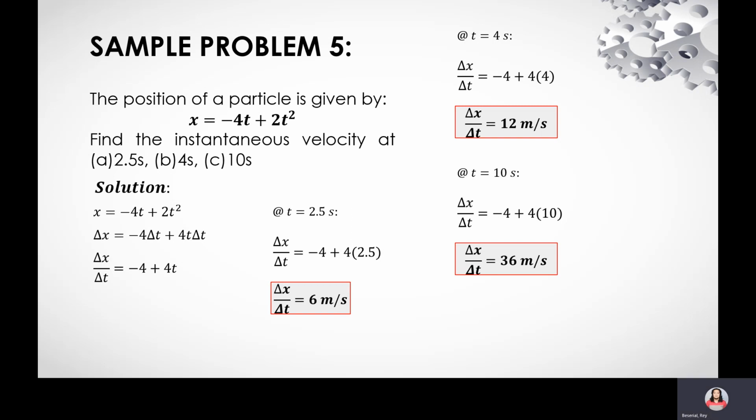Okay, for problem number 5, the position of a particle is given by x is equals to negative 4t plus 2t squared. Then find the instantaneous velocity at A, 2.5 seconds, B, 4 seconds, at saka C na 10 seconds. So, solution natin. Ano yan?